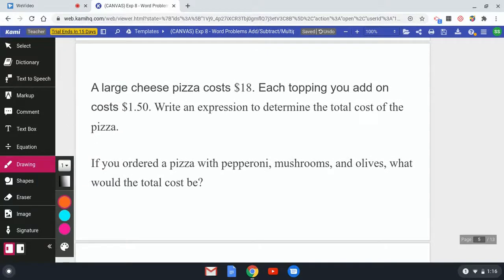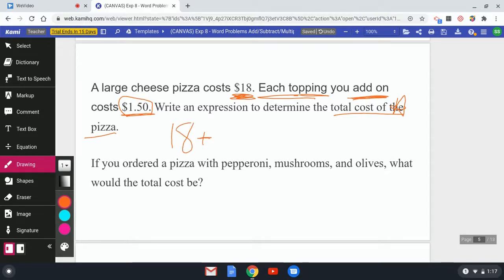Ooh, pizza. A large cheese pizza costs $18. Each topping you add on costs $1.50. Write an expression to determine the total cost of a pizza. Well, what if I just want cheese pizza? How much is it going to cost? It would cost me $18, right?